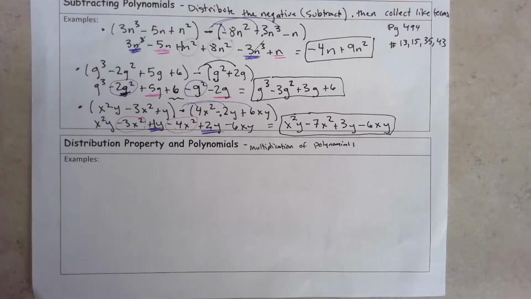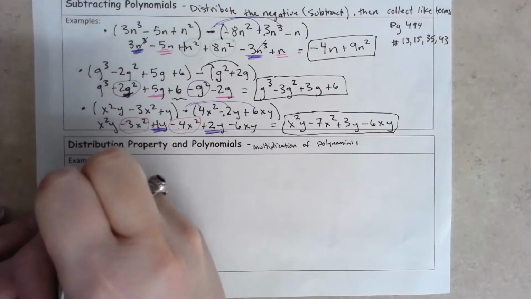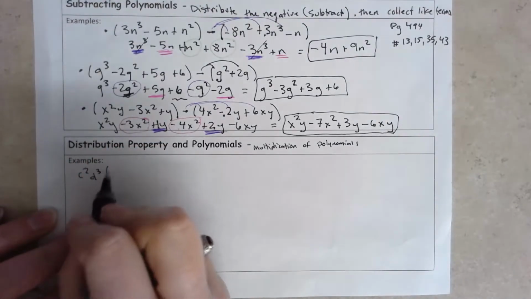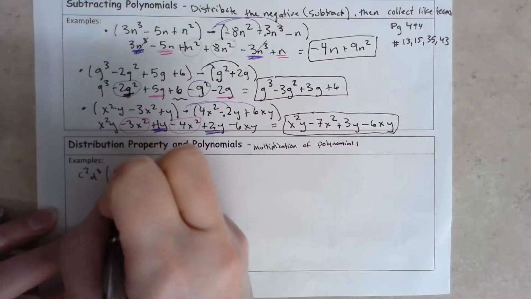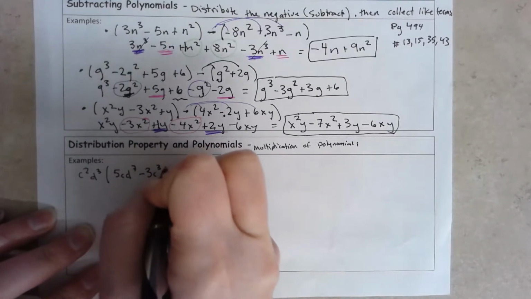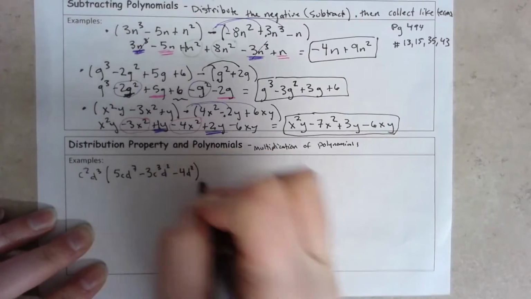So with these, I'm going to show you two different examples. The first examples are just a refresher of the distributive property, but we're going to add how to use it when we have a lot of exponents. So if I had c squared d cubed times, remember if it's not written in parentheses, it really is times, 5cd to the 7th minus 3c cubed d squared minus 4d squared.